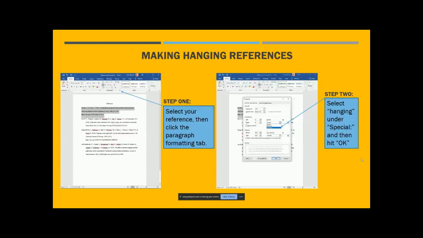And then making a hanging reference. I've seen some students try to do it with spaces, and then anytime they edit anything else in their paper, it totally destroys it. Just format it correctly. It's not that hard. Highlight your reference, click on the little paragraph box, and then select hanging under the special indentation options, and then hit OK, and then it just fixes it. It's really easy once you know how to do it.